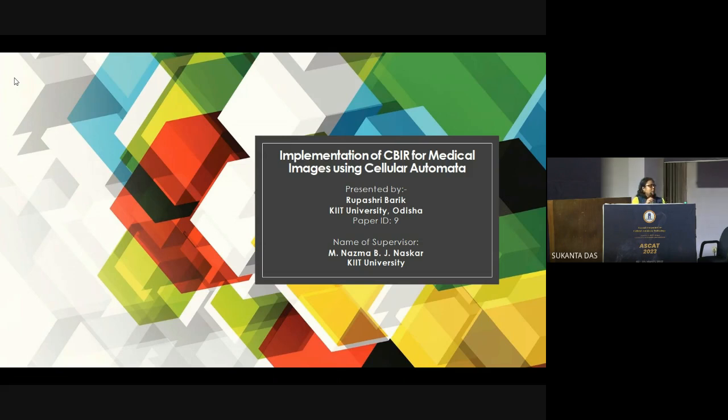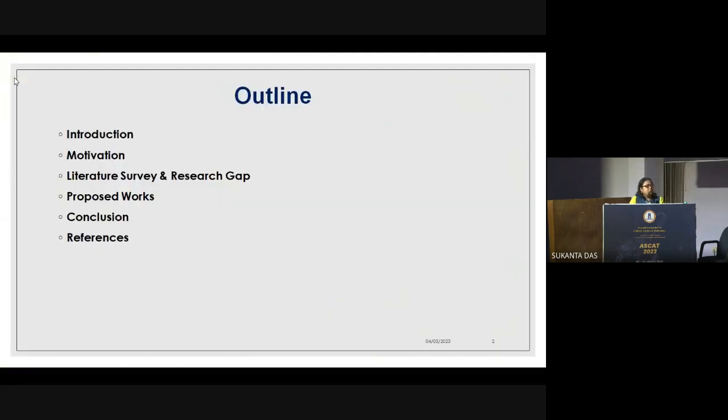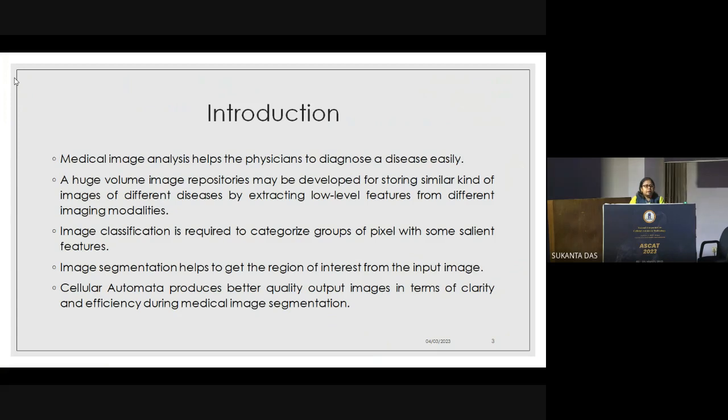Good afternoon all. Myself Rupashri Barik, here to discuss my ongoing PhD work. Nowadays, we know that medical image processing is a thrust research area. Analyzing the different imaging modalities is very much required to diagnose and detect disease properly. That's why I have planned this implementation of CBIR, content-based image retrieval, for medical images using cellular automata. It will be very helpful for physicians, since diagnosing and detecting diseases is time consuming and requires expertise. So we have tried to make it automated.